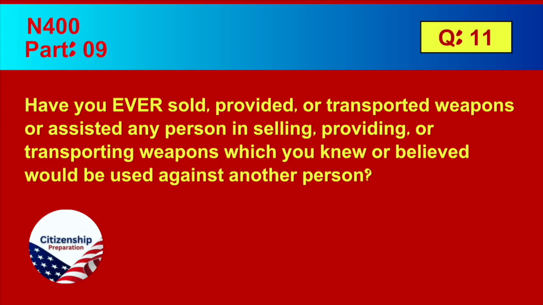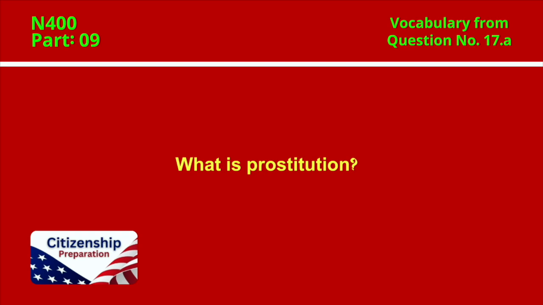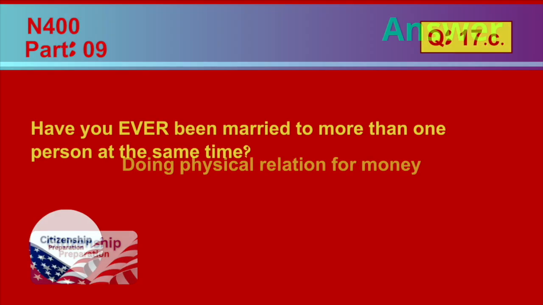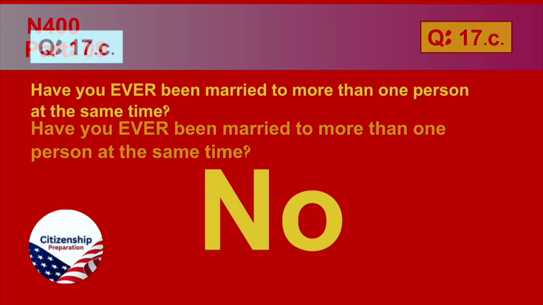Have you ever sold, provided, or transported weapons, or assisted any person in selling, providing, or transporting weapons which you knew or believed would be used against another person? No. What is prostitution? Doing physical relation for money. Have you ever been married to more than one person at the same time? No.